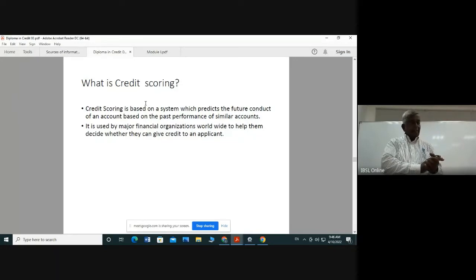They have developed a system. The system predicts whether a particular person will repay or not. If we grant a loan to a particular person, the system predicts whether he will repay or not. The system is developed on the past performance of similar persons in the past. Based on that, we have developed a system. So this is credit scoring.